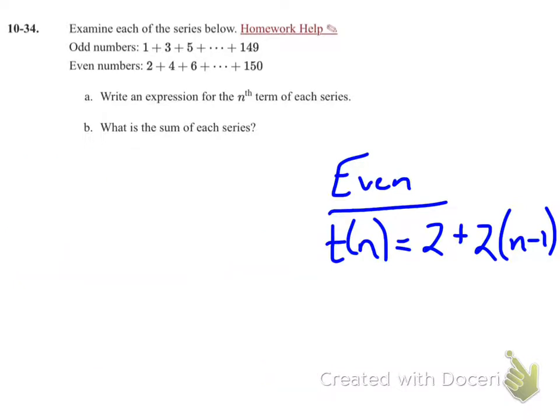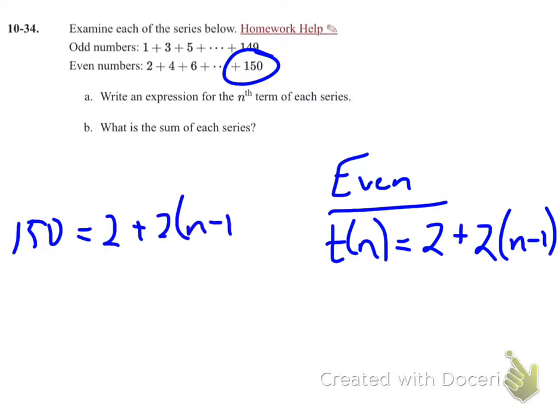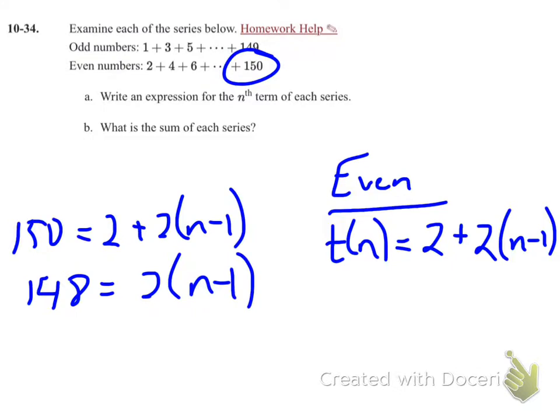So giving myself a little bit of room, taking my last number, 150, and putting that in for my t of n, 2 plus 2n minus 1. Moving the 2 over, I get 148 equals 2n minus 1, which actually was what the last problem looked like as well. So now when I divide by 2, it should look exactly the same as the last one. I will have 74 equals n minus 1, and adding the 1, I will get n to be 75 again. So both of these have 75 terms, both of these series.